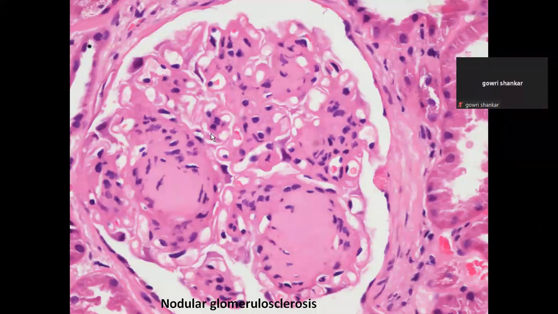So if you look at this glomerulus carefully, what you can see here is there is a membrane like this, okay? And then there is a thick membrane like this, okay? Just compare this membrane with this membrane. So there is a non-uniform thickness of the glomerular capillary wall. Along with that, there is mesangial expansion. In some areas, the mesangial expansion is so significant it is forming nodular lesions.